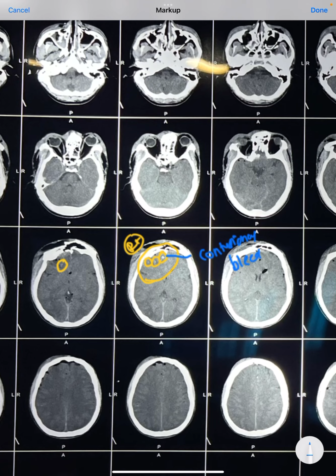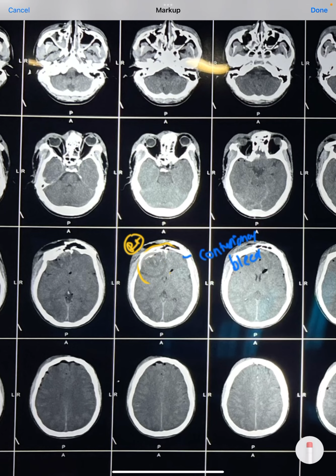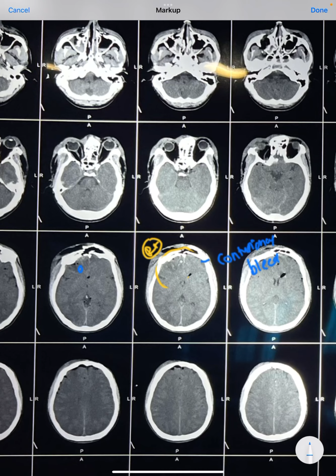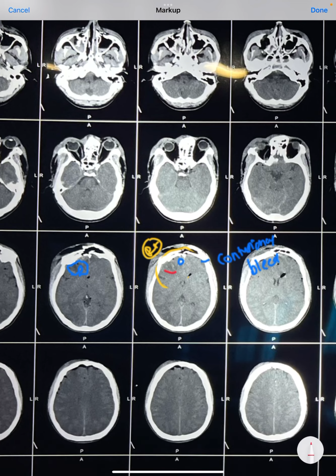These are the contusional bleeds, and around this contusional bleed, we can see a subtle hypodensity. This is dense white, and around that there is a dense black structure. This is dense white, and around that what we can see is the hypodensity or blackishness. This is all perilesional edema, which is very typically seen with any trauma, any concussion injury or contusional injury.